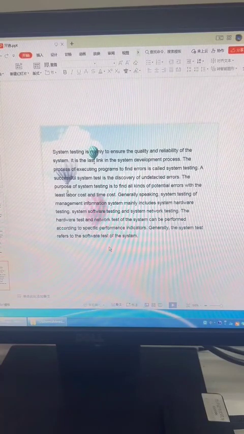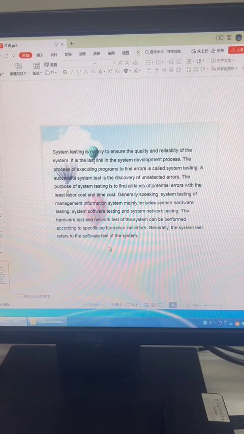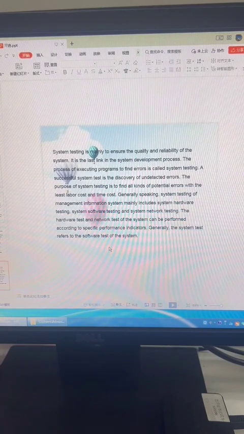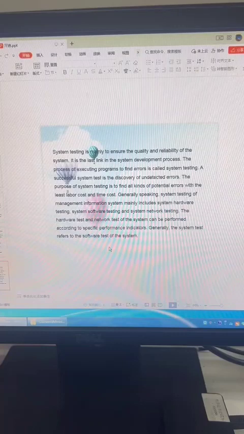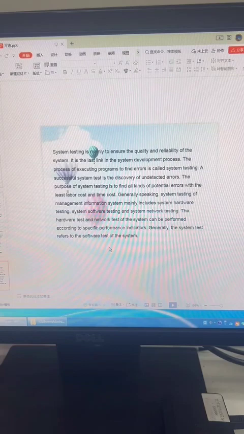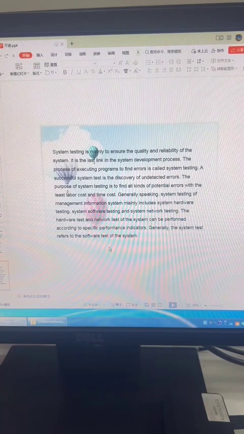System testing is mainly to ensure the quality and reliability of the system. It is the last link in the system development process. The process of executing programs to find errors is called system testing. A successful system test is the discovery of undetected errors. The purpose of system testing is to find all kinds of potential errors with the least labor cost and time cost.